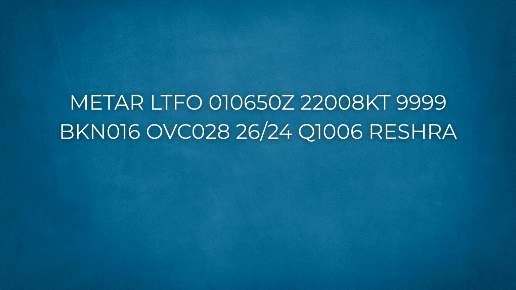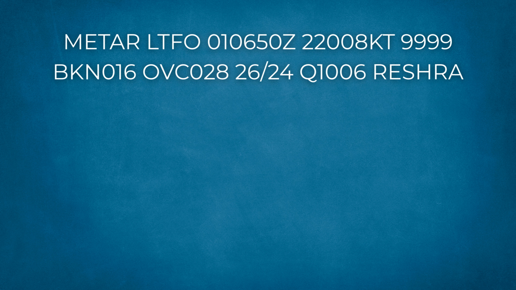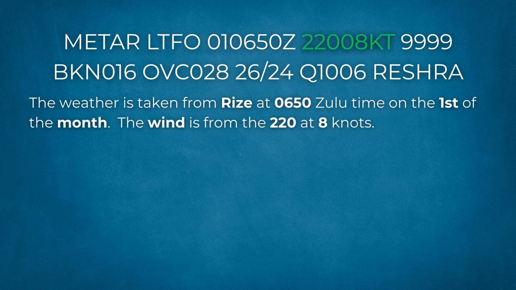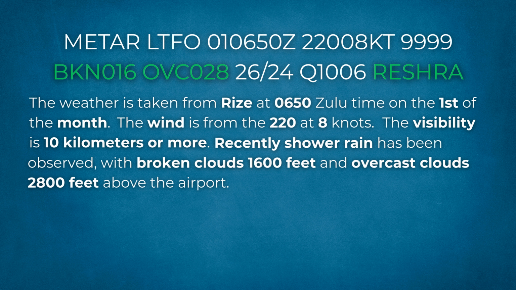For example, if we were to write this METAR in plain English, it would sound something like this. The weather is taken from Zulu time 0650 on the 1st of the month. The wind is from the 220 at 8 knots. The visibility is 10 kilometers or more. Recently, shower rain has been observed with broken clouds 1,600 feet and overcast clouds 2,800 feet above the airport.